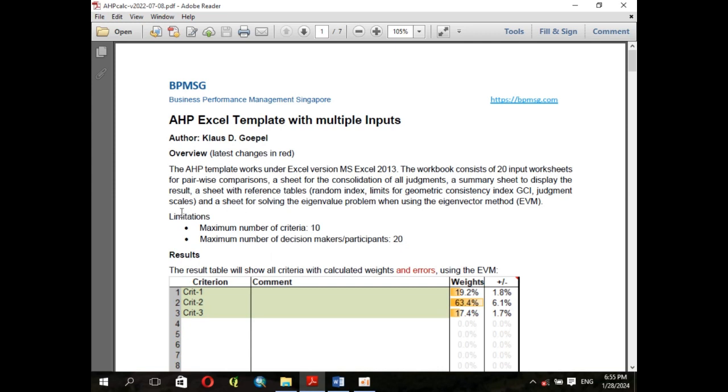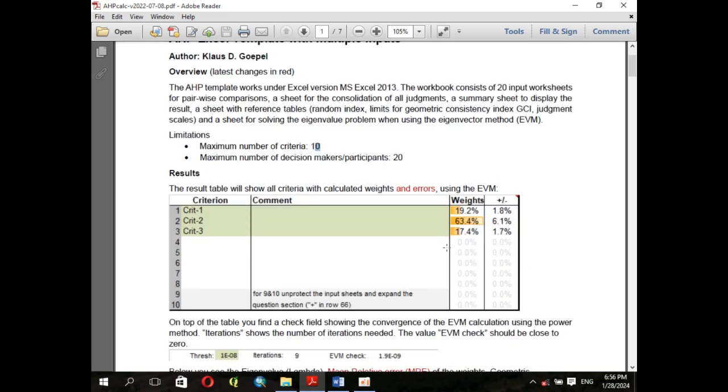But the main limitation for this Excel template is that the maximum number of criteria here is 10, yeah, up to 10 parameters. You can only use 10 parameters. And the maximum number of decision makers or participants is not more than 20, up to 20, yeah. Therefore, we can limit our parameters in order to do different criteria, I mean different parameters. Therefore, we may provide some criteria, yeah, parameters.